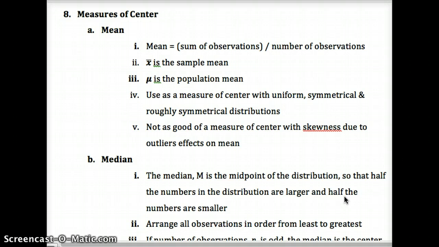Just like if you stood really close on the seesaw and your friend stood really far away, they would be pulling down with more force, more torque on the seesaw. So that's the idea there. It's the balance point. We use x bar for the sample mean and mu to represent the population mean.